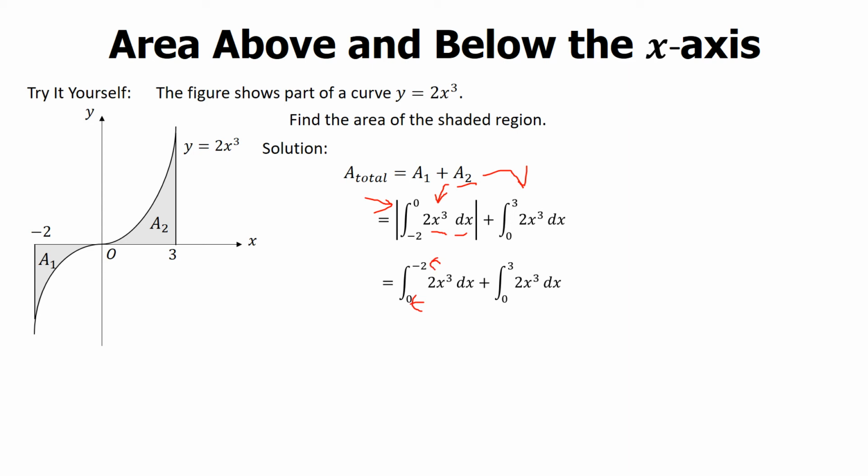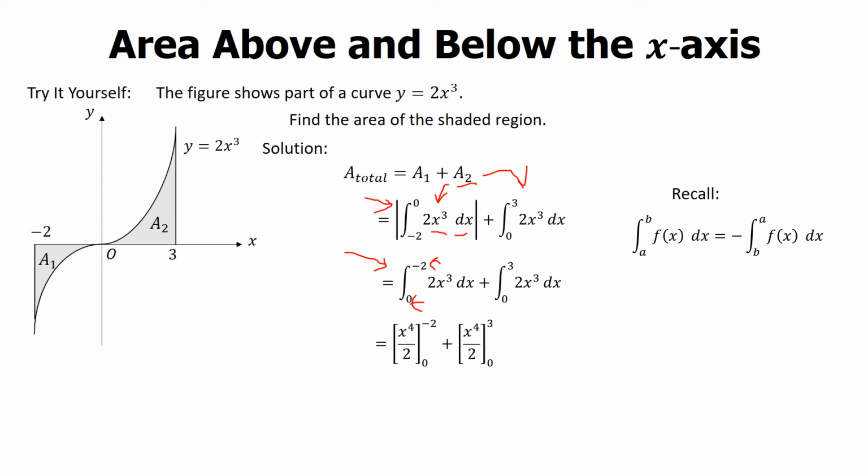because recall that integration from a to b f(x) dx, if we swap a and b the position, we will get negative integration from b to a f(x) dx. So by doing so, A1 will become positive. Now we can integrate separately.